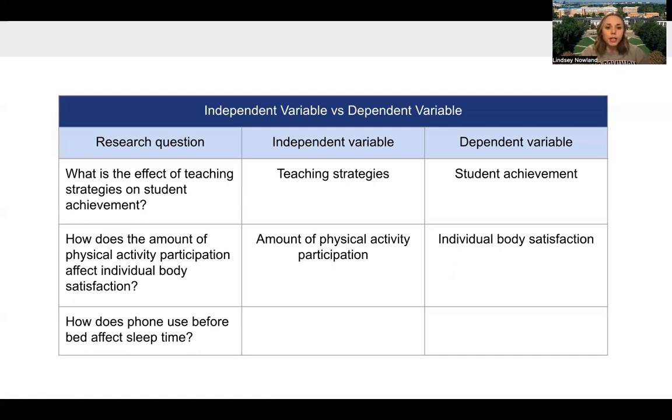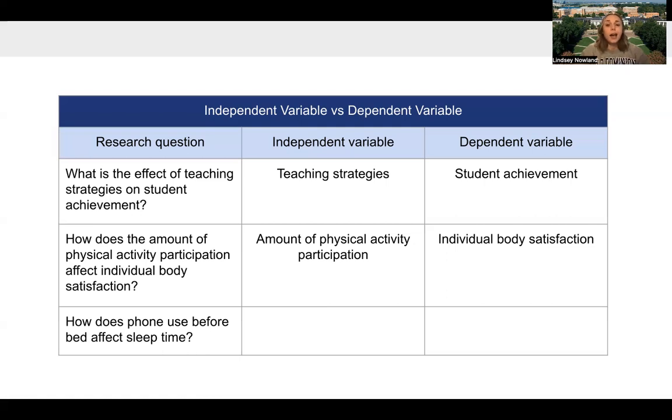So the last one here, how does phone use before bed affect sleep time? This question leaves it open to the reader's interpretation. In this sense, I might go look at the hypothesis to know what type of phone use the researcher is looking for right here. Are they looking at the amount of sleep time, or are they looking at quality of sleep time?